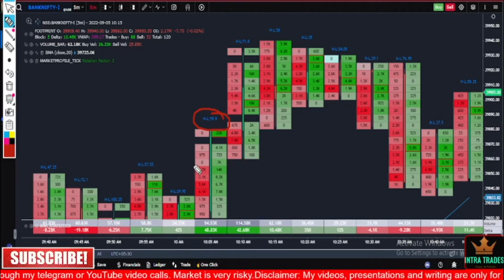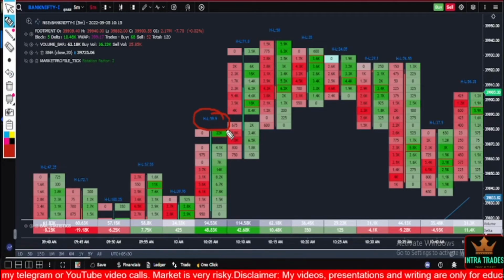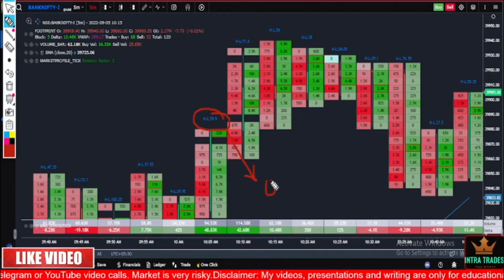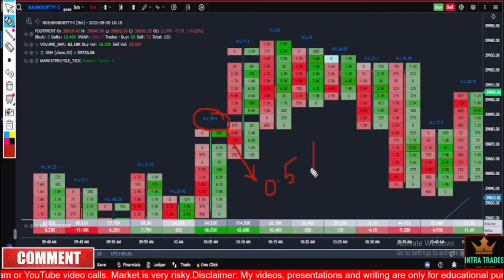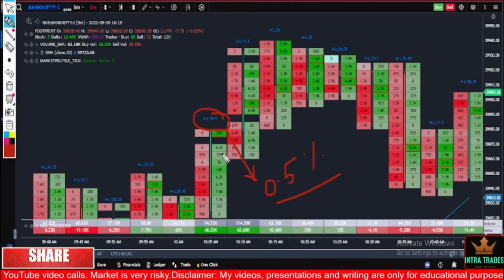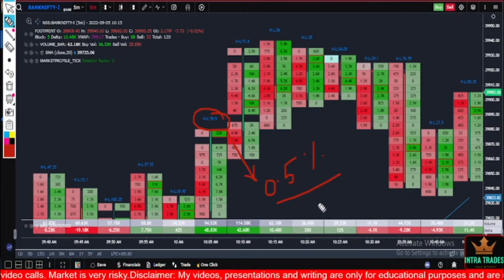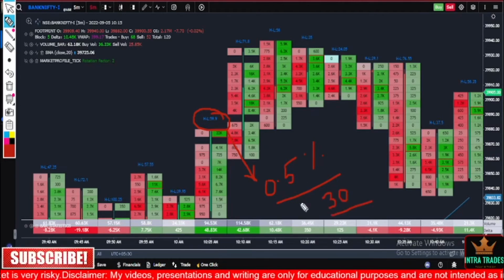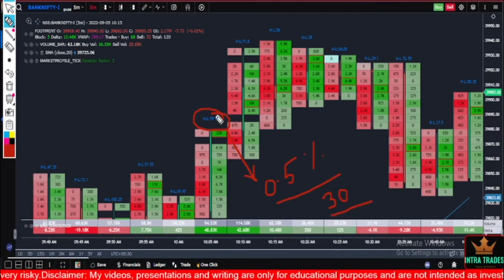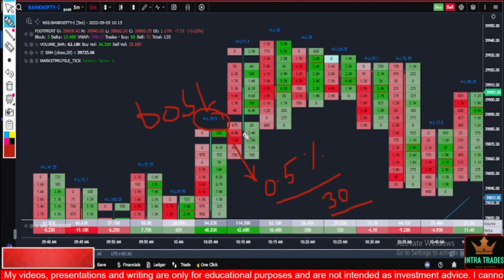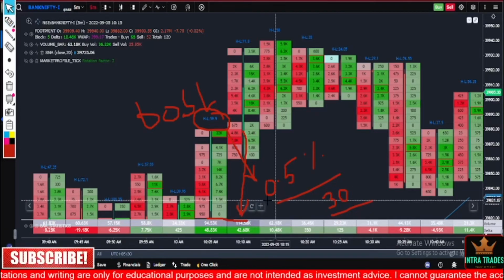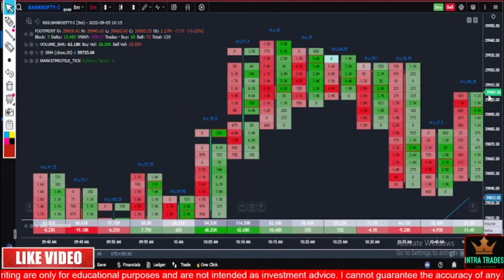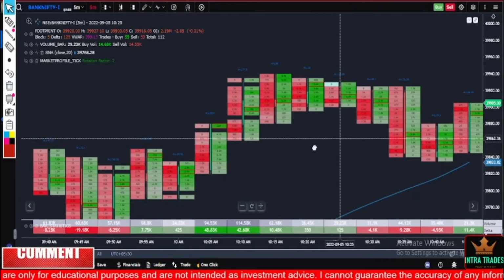If you buy an at the money option, the delta is around 0.5. So if the spot or futures price moves 60 points, the at the money option will move 30. So for these 30 points, you have to hold the trade until the market comes down and closes below this level, which is not possible for a retail trader.